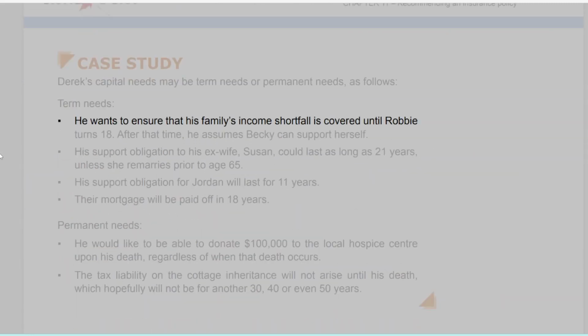Term needs. He wants to ensure that his family's income shortfall is covered until Robbie turns 18. After that time, he assumes Becky can support herself. His support obligation to his ex-wife, Susan, could last as long as 21 years, unless she remarries prior to age 65. His support obligation for Jordan will last for 11 years. Their mortgage will be paid off in 18 years.